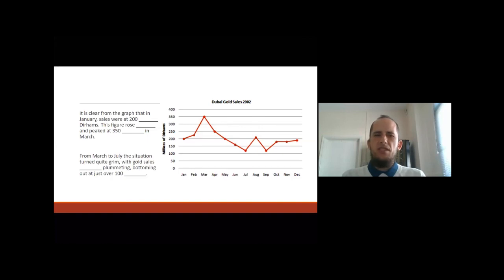And then if you have a look, this figure rose and peaked at 350 million in March. How did the figure rise? It wasn't instantaneous. It actually took 3 months or 2 months. It wasn't gradual. And I would go with something like significantly, or even a little stronger, rapidly, dramatically. Yeah, there's a huge rise. So we really want to stress that.